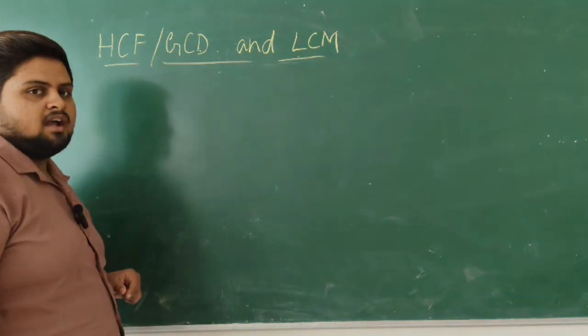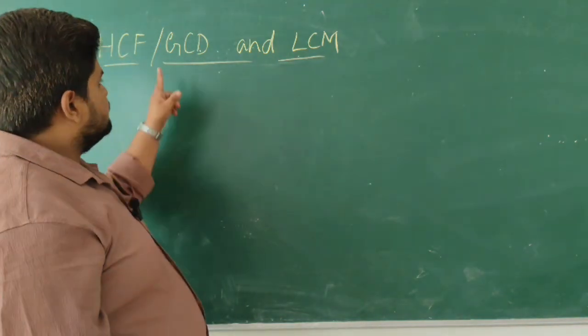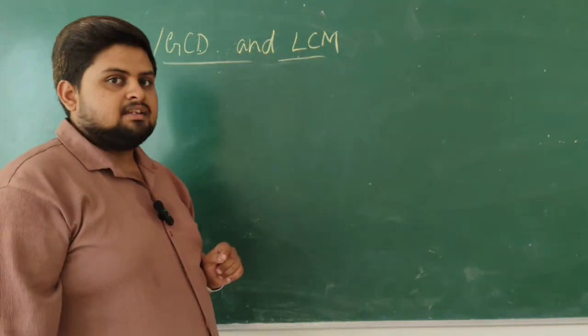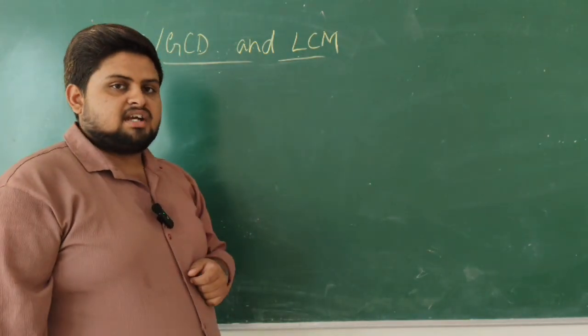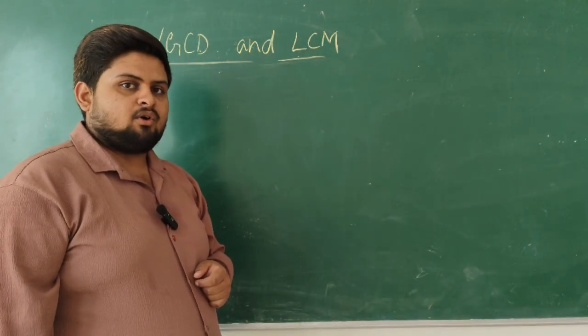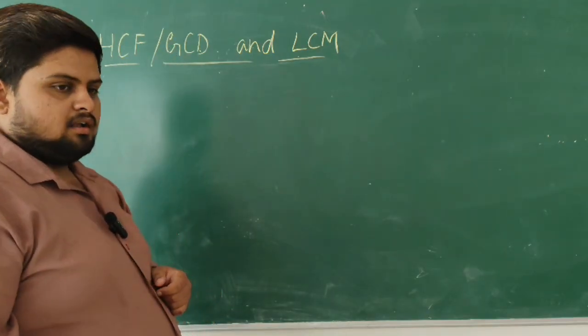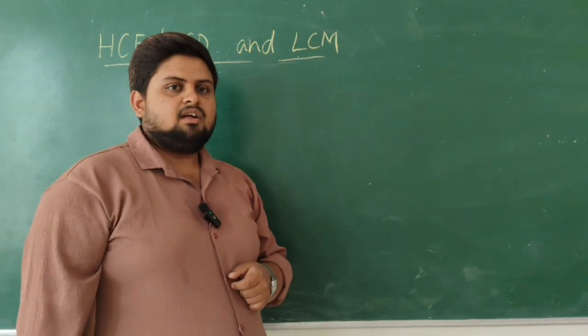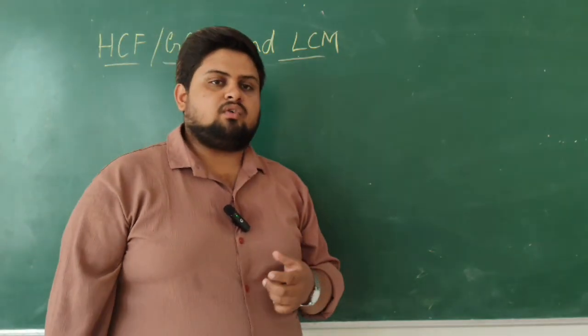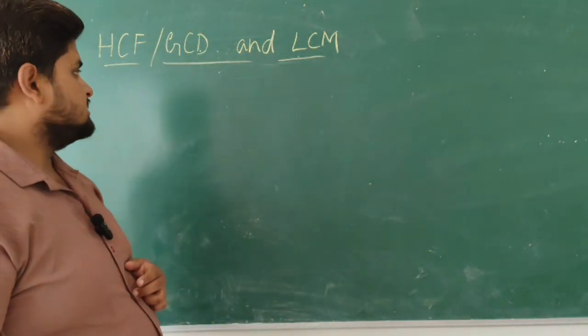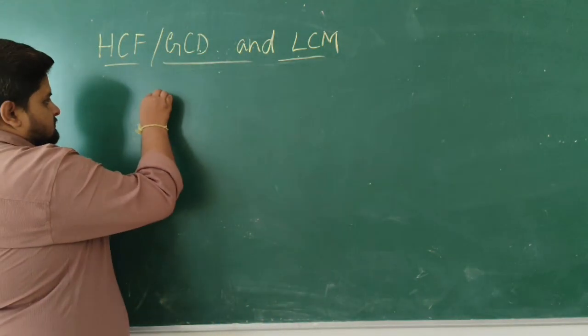HCF, which stands for highest common factor, is also called GCD, the greatest common divisor, and LCM stands for lowest common multiple or the least common multiple. Now let us see what HCF and LCM are and how to find them out. First, let us discuss factors.